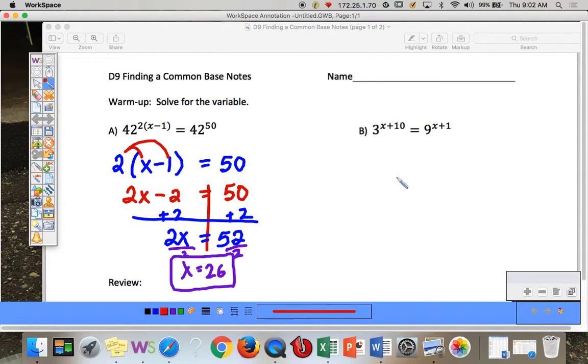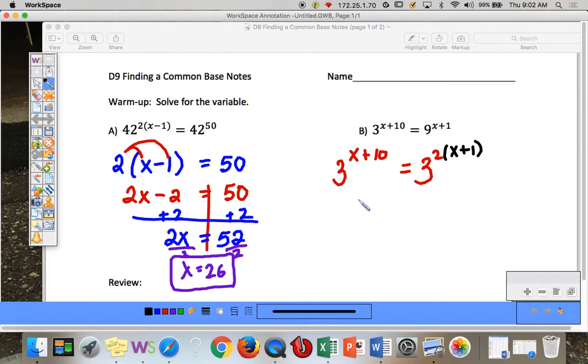Take a look at b. This is like what we did yesterday when they don't have the same base. You want to make the bases match. So if we have 3 to the x plus 10 power, we want to change 9 so that it's also base 3. So I can rewrite that as 3 to the second power. 3 squared is 9. Don't forget about your x plus 1, so I'll put that in parentheses.